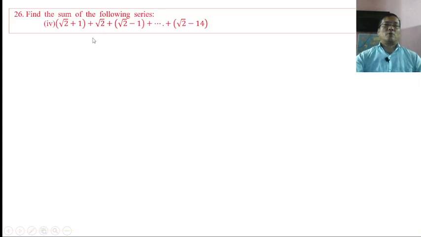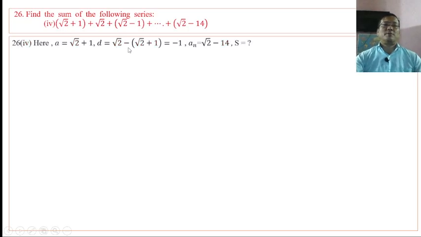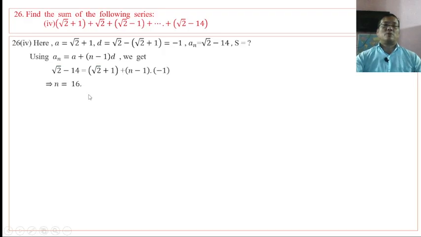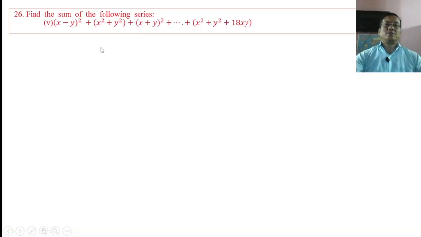Find the sum of the following series. Roman number 4. Here these terms are in AP. The first term is this, and the common difference, the second term minus first term, we get minus 1. The last term an is root 2 minus 14. S is what? Again we have to use the an formula for finding the number of terms. n is 16. Therefore the required sum is n by 2 times a plus an, giving the respective values, and solve to find the sum of this series.